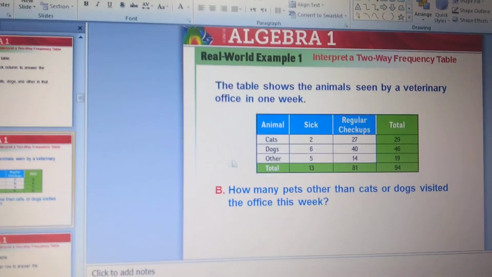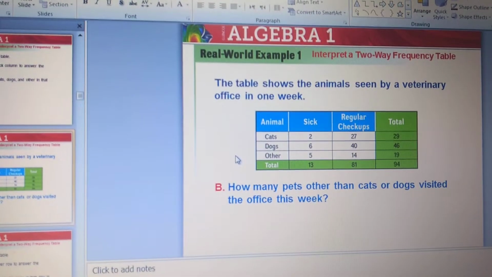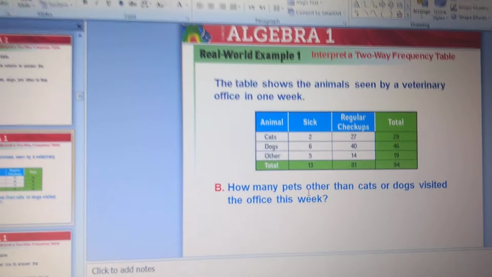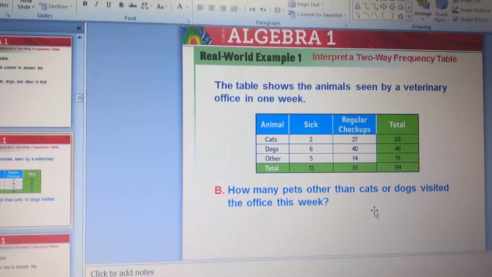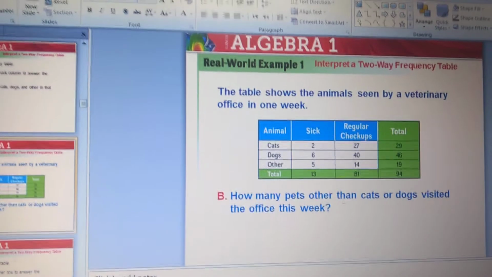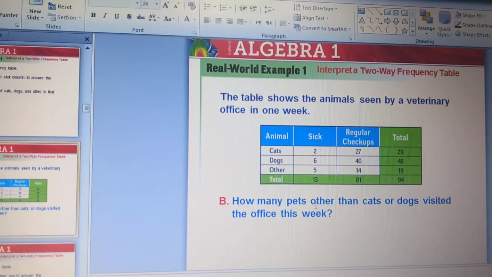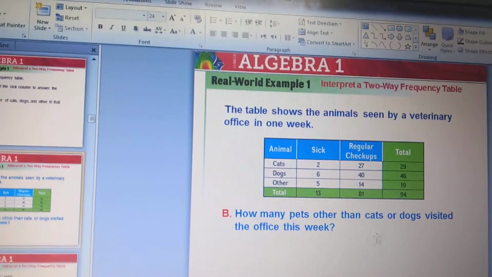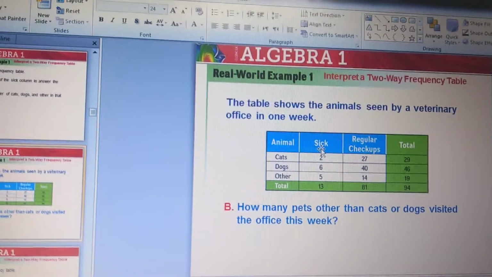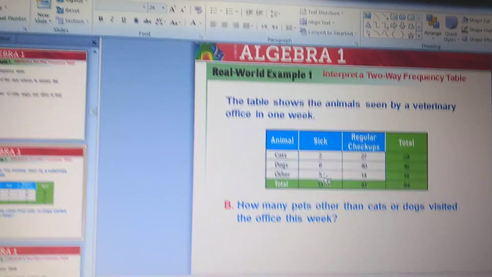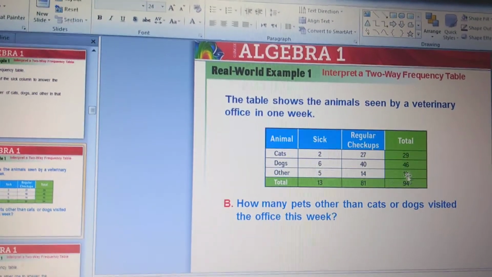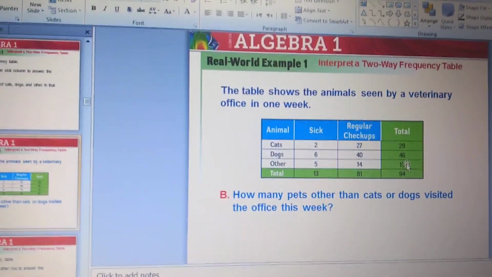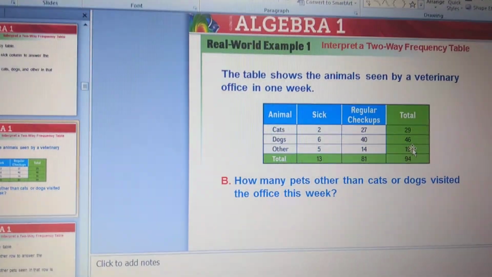Another question about the same table. The table shows the animals seen by the veterinary office in 1 week. Same table, of course. How many pets other than cats or dogs visited the office this week? Pay attention to the question. He said, how many pets other than cats or dogs? Other than cats or dogs. And he says visited the office. This means they are sick and regular checkup. As you see, the answer will be what? 19. Because for other, we have 5 sick and 14 regular. They will be 19 other than dogs or cats.